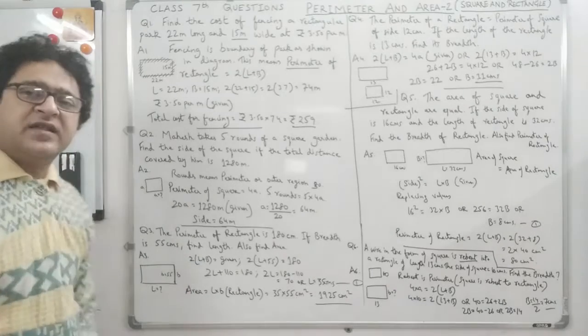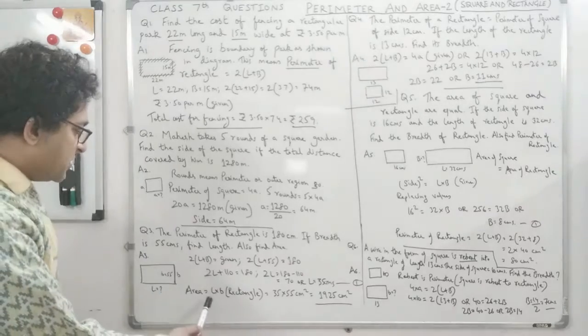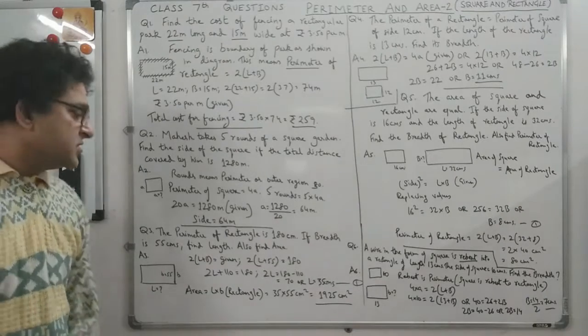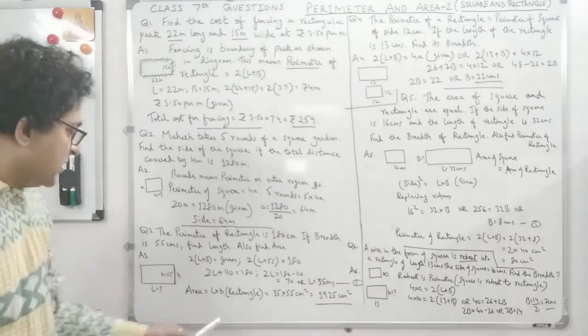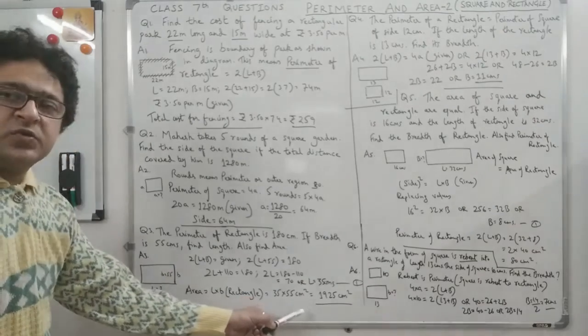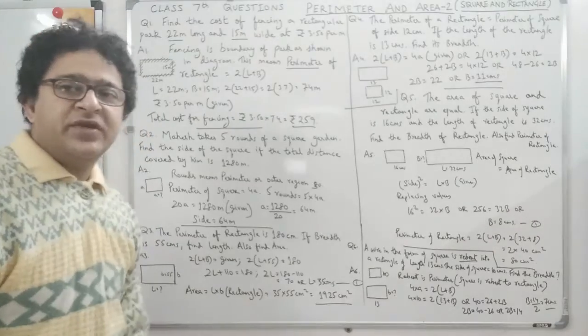And now you can easily find the area, because the area of a rectangle is length into breadth. So you just replace the values: length into breadth, and the unit is centimeter square. Area is always in square centimeters. So 35 into 55 centimeter square, which is 1925 centimeter square, right?